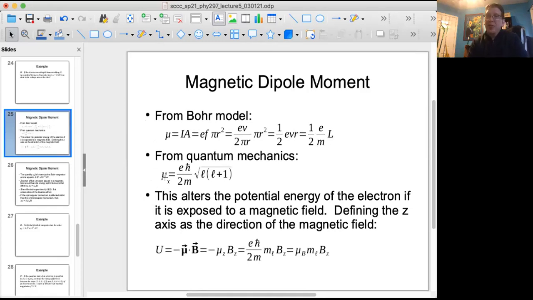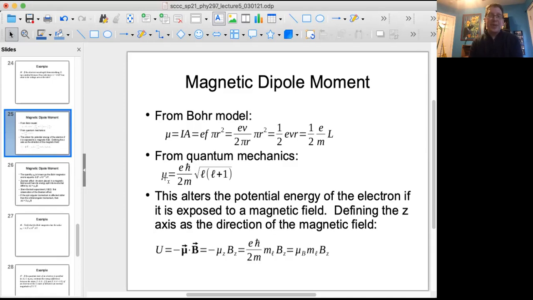And if you remember from physics 2, if you expose a dipole moment to a magnetic field, the rotation will orient itself so that the dipole moment vector tries to line up with the magnetic field. The electron will alter its spin so that its dipole moment lines up with the magnetic field. So basically, you're minimizing potential energy.